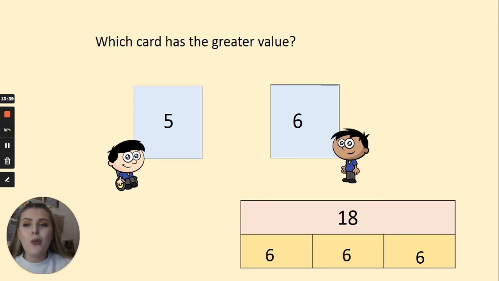So if I was going to show which person has the greater value card, I'm going to have to use my greater than and less than symbols. Because 6 is greater than 5, when I place my symbol, I'm going to make sure that the greater side, the large side, is facing my large number. And my smaller side is facing my smaller number.